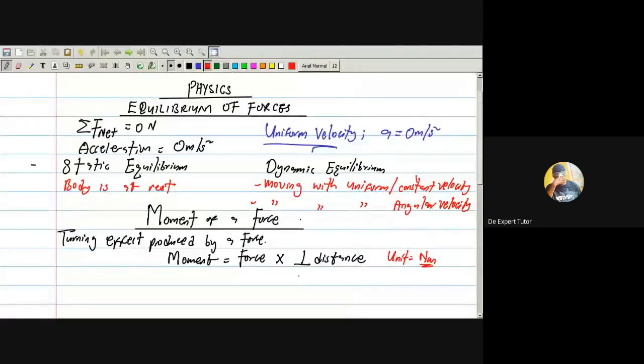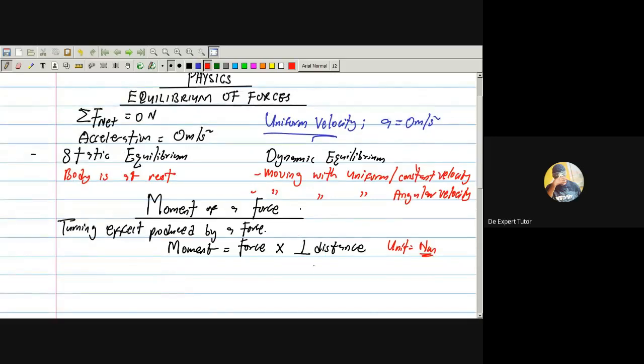Now, the thing is this. If the force and the distance are not perpendicular, what if they are parallel? Remember, to find moments, your force and your distance must be perpendicular. Don't worry, I'll tell you how to find all this. Just follow the explanation. Now, if they are not perpendicular, what will happen? Now pay attention.